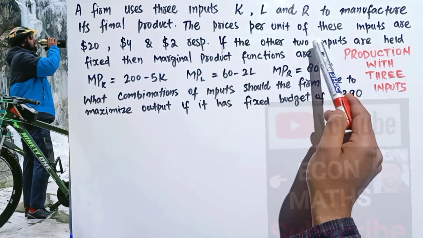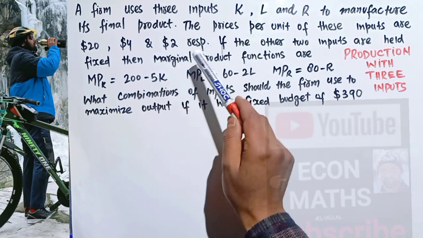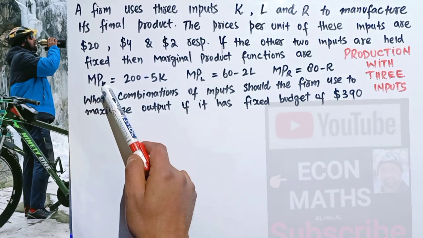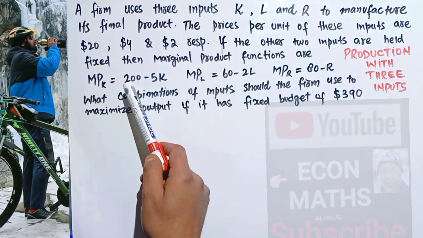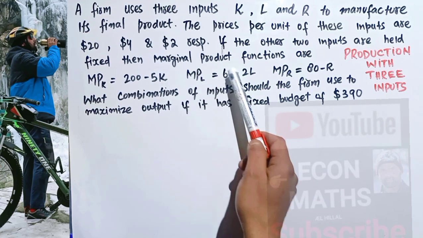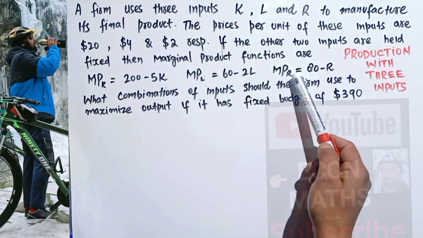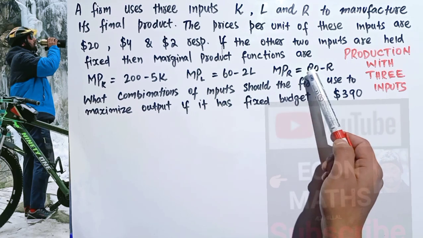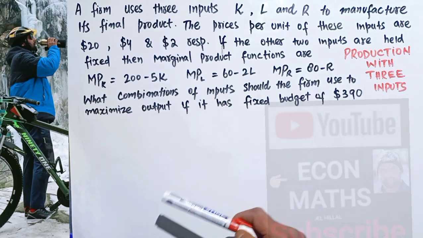If the other two inputs are held fixed, then the marginal product functions are, that means marginal product of K, let us say K is capital, is given as 200 minus 5K. Marginal product of labor is equal to 60 minus 2L, and marginal product of R, any other input, is equal to 80 minus R. These are the marginal product functions.